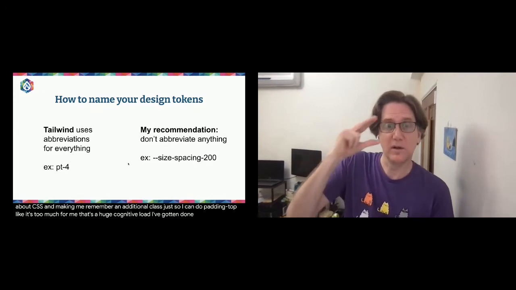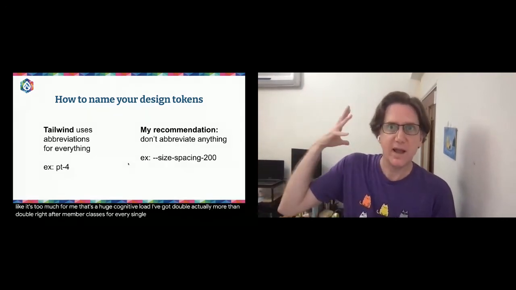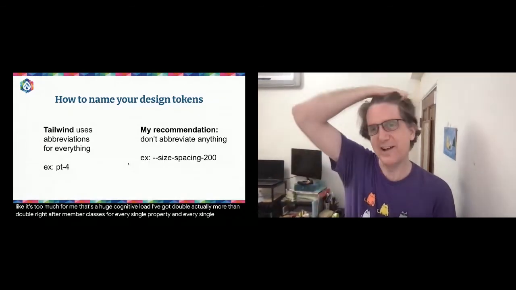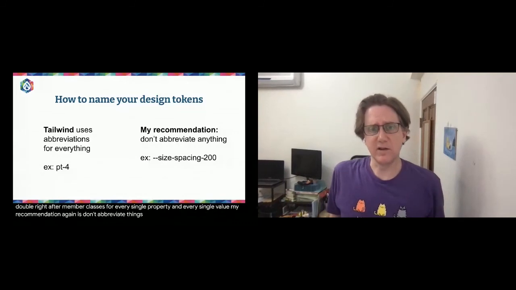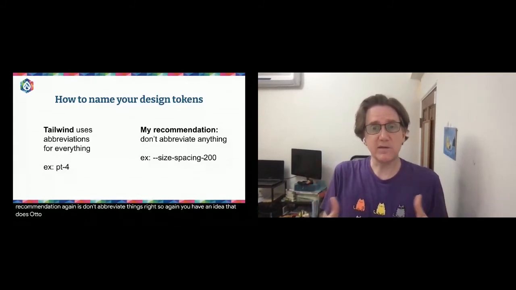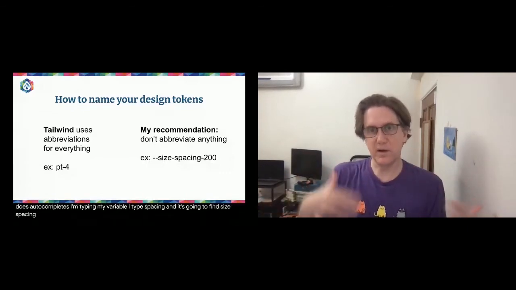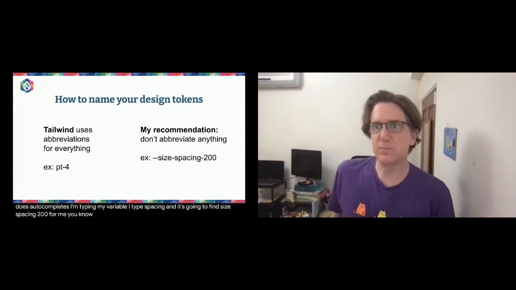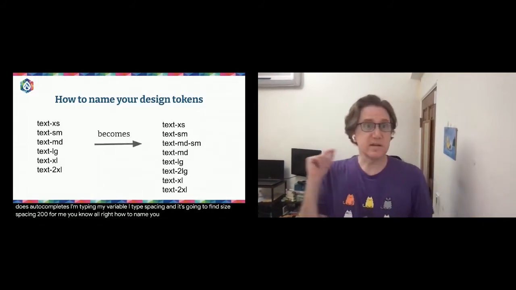That's a huge cognitive load. I have to remember classes for every single property and every single value. My recommendation again is don't abbreviate things, right? You have an IDE that does autocomplete. I'm typing my variable, I type spacing, and it's going to find size spacing 200 for me on a list of spacing variables, right?